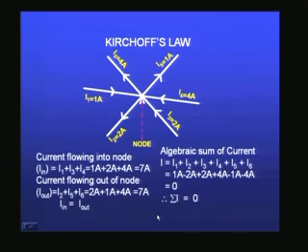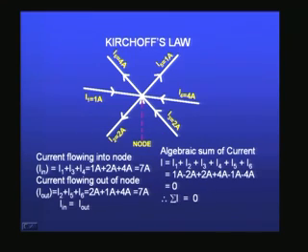You can either say current flowing in is equal to current flowing out, or you can say the algebraic sum of all the currents flowing into a node is equal to 0, where automatically you take the vector direction of the current, whether the current is flowing in or flowing out.